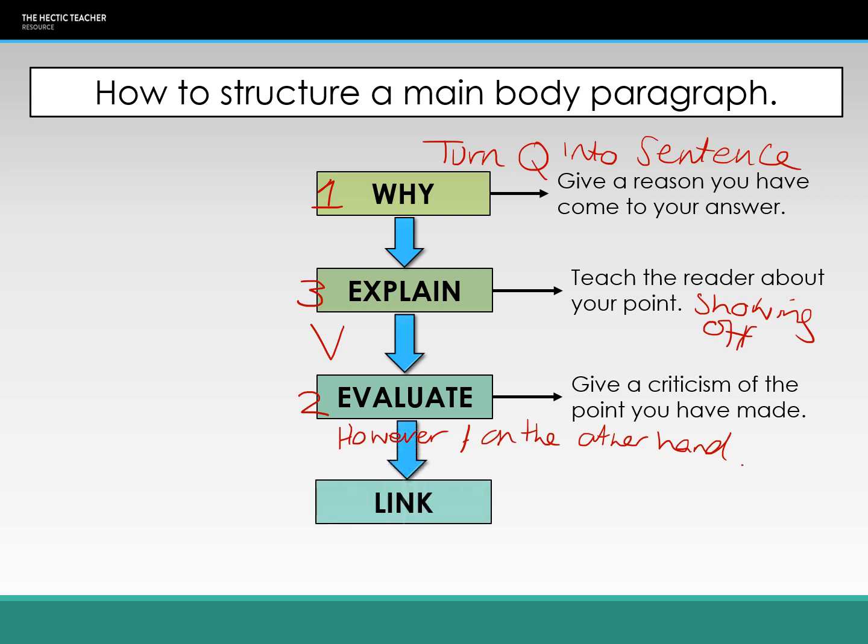The last part of the paragraph is the link. Now, this is not part of the assessment objectives. This is not AO1, AO2 or AO3. This is the bread of your sandwich, if you like. If you think of your Y as one slice, your link is the last slice. And again, it's about restating your answer. You want to ram the answer down the examiner's throat.